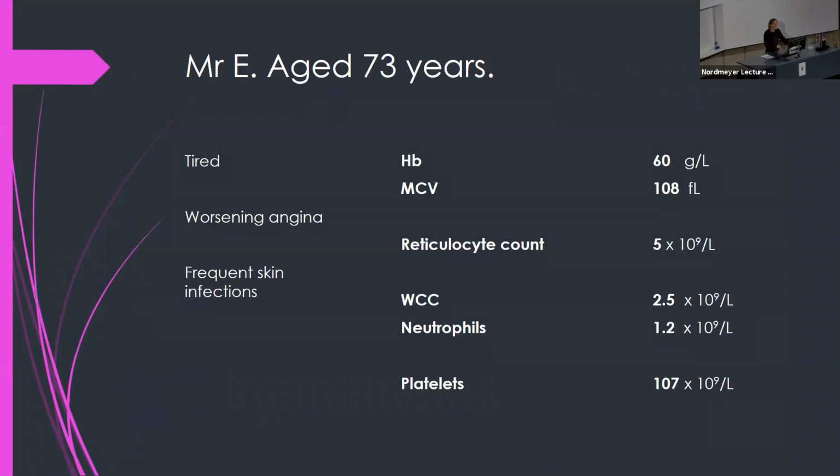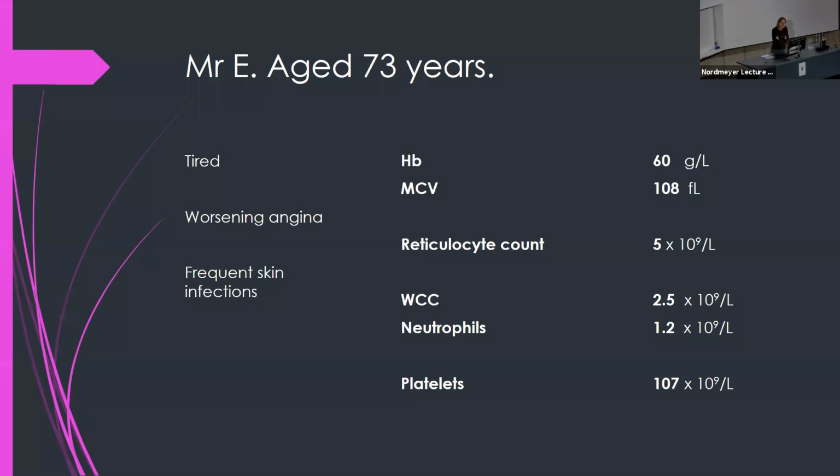So we're down to Mr. E, who is 73. Surprisingly, he's also tired and also has a macrocytic anemia. So his hemoglobin is 60 as well, but his MCV is not quite as high, 108. And he's quite a bit older as well. Different age group, different likely pathologies. He's got worsening angina, presumably because he's anemic. If he's got ischemic heart disease and his hemoglobin's dropping, that's why presumably he's getting worsening angina.